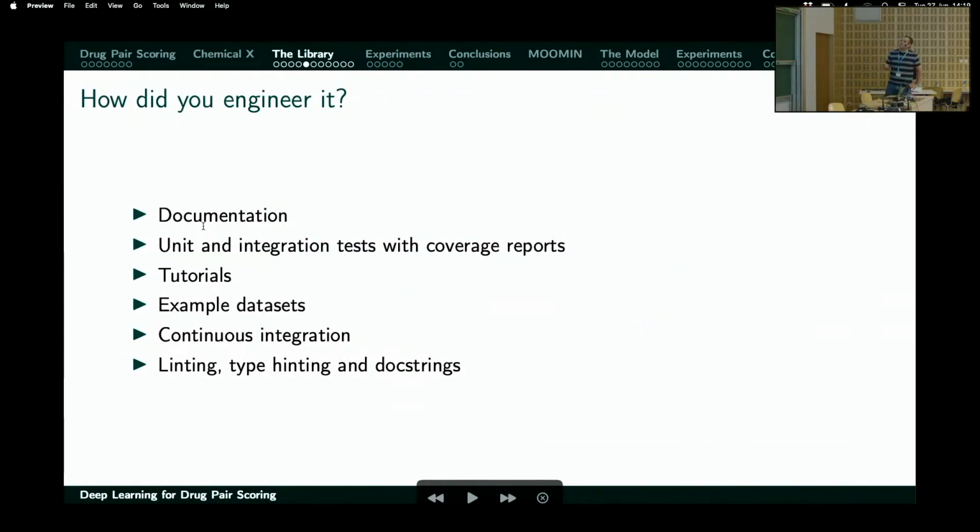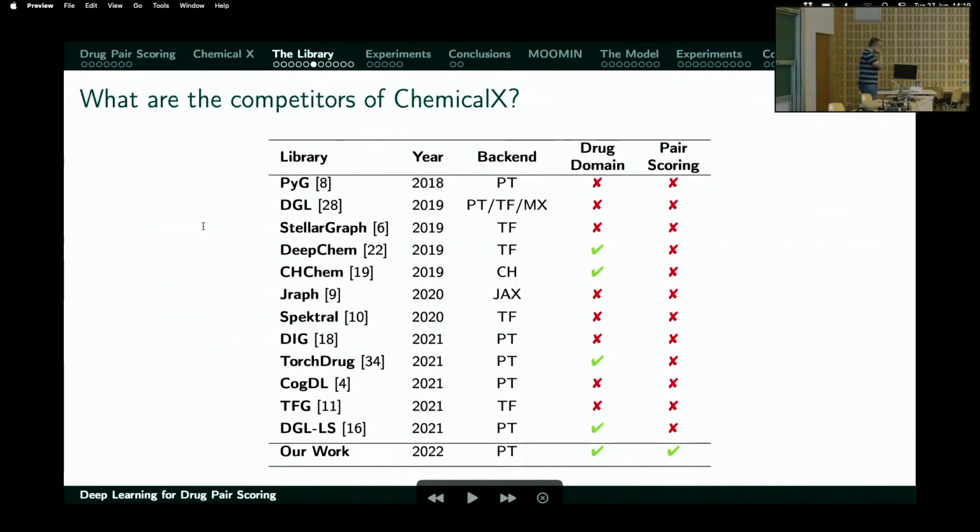Okay, so what we did is that we heavily documented it. We wrote a lot of unit and integration tests, and tutorials, like how can I input my custom data set for the library. We set up CI/CD, and we have a lot of generic software engineering elements, like linting, type hinting, and proper docstrings. We did this mainly because there was no competitor at the time for this library. The idea was that in 2022, there was no library that could easily implement this whole thing in one go.